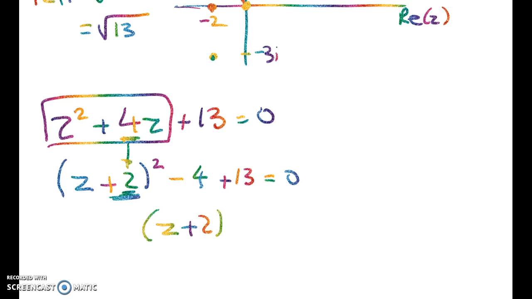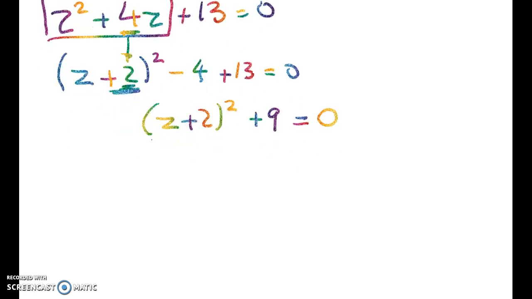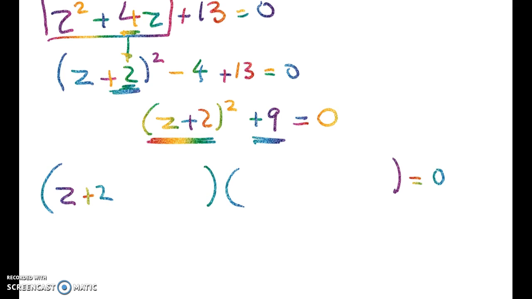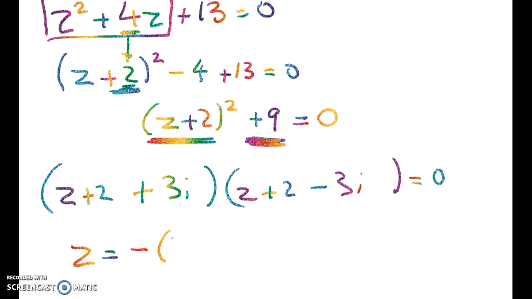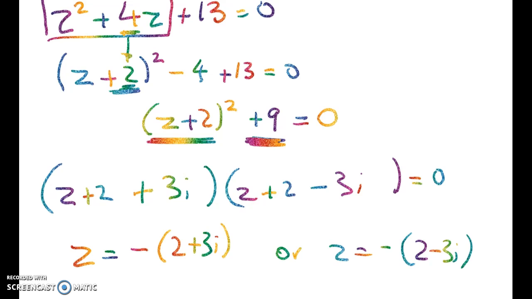So z plus 2 squared plus 9 is equal to 0. So when I've written it like this, you can see that I've got the sum of 2 squares pattern. So we can go straight to this. Sum of 2 squares, well, it's going to be the first one, z plus 2, chuck that in each bracket. So if it's plus 9, it's going to be plus 3i here, minus 3i here. And that lets me read off straight away, z equals -2 plus 3i, or z equals -2 minus 3i.